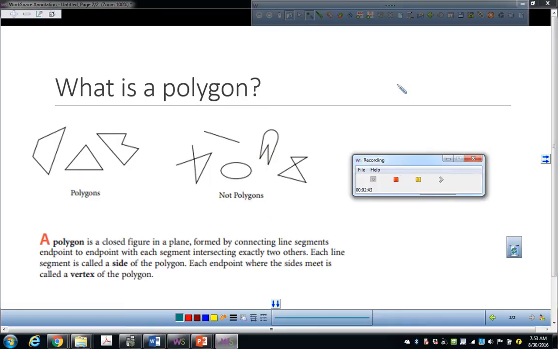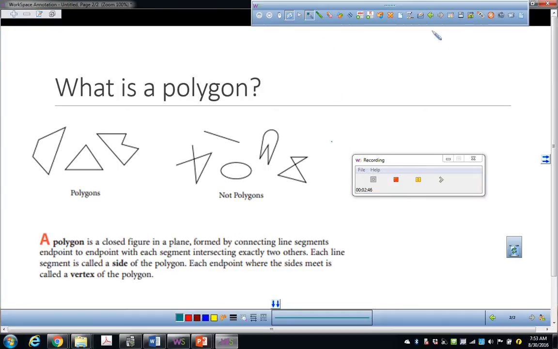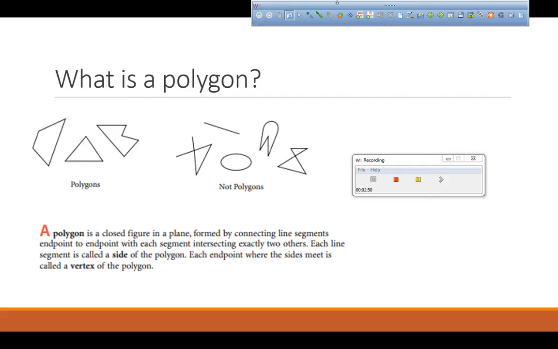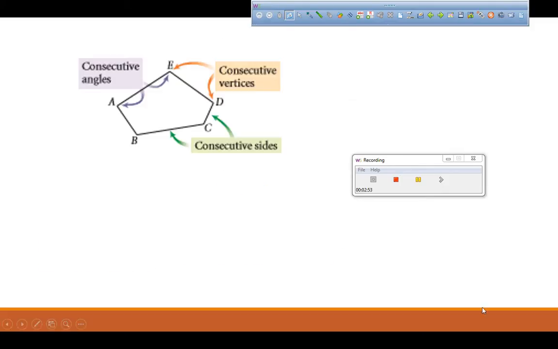So I have to pause now. That's my pulpit. I have to make a mark on here, otherwise it won't keep that in my notes. Okay. So moving on. What's my next slide? So when you have a polygon, am I recording?